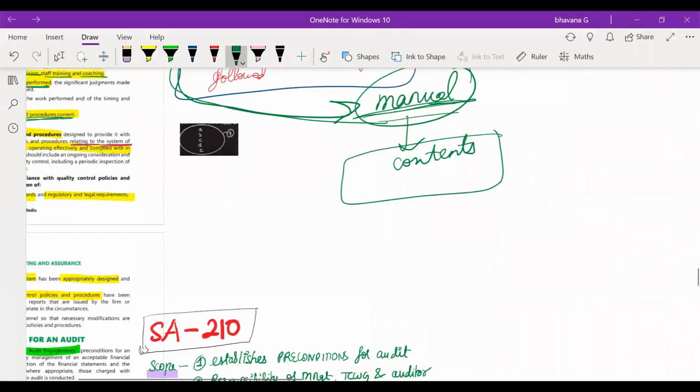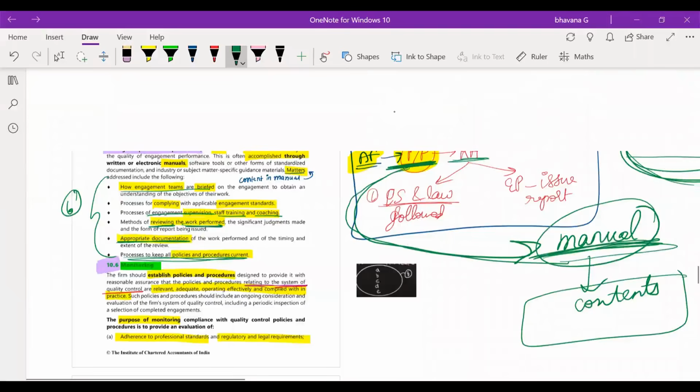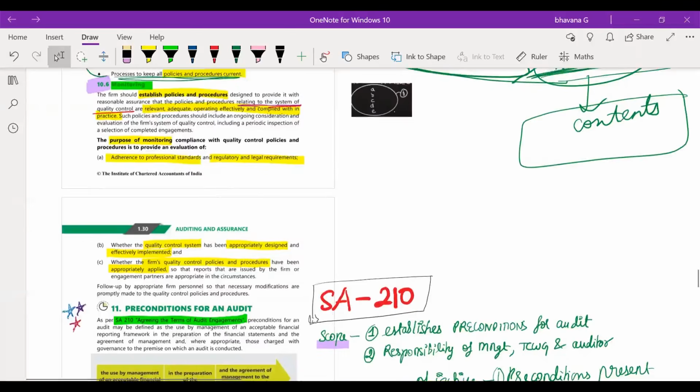Okay, I hope this is clear. So now the fifth point also we have cleared. Fifth point is engagement performance. Now the last point, guys, the sixth point. So what are the five points? Let's do a quick revision. First point was regarding your leadership responsibility. Second point was ethical requirements. Third point was acceptance and continuance of audit. Fourth point was human resources, I believe. Fifth point is engagement performance.